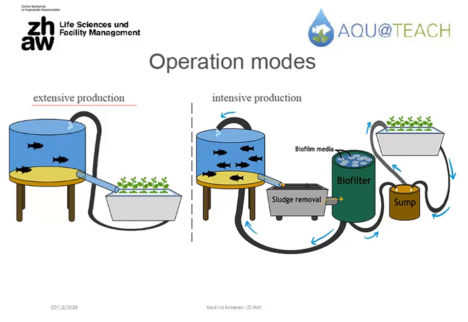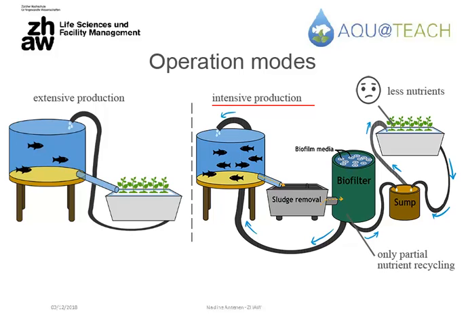In the extensive production method, biofilter and sludge removal is directly integrated in the hydroponic unit. The performance of integrated biofilter is reduced compared to a separate biofilter, and causes turbid water. This is why with the extensive production, less fish can be kept. Intense production allows to keep more fish in the tank with separated sludge removal and biofilter, but these steps allow only partial nutrient recycling, unless additional provisions are taken.